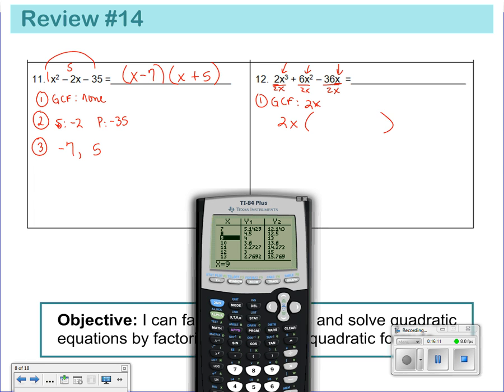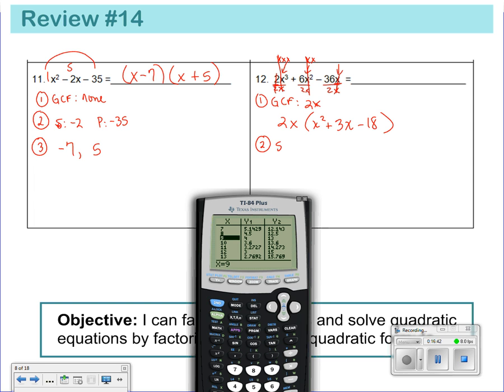And then let's see what's left over. The 2's will cancel. X cubed, that's 3 x's on top, I have 1 x on the bottom, 1 will cancel out. I'm left with an x squared, plus 6 divided by 2, that's 3. I have 2 x's on top, 1 on bottom. One of the x's will cancel. I'm left with an x on top, minus 36 divided by 2, that's 18. And then my x's cancel out each other. I have no more x's there.